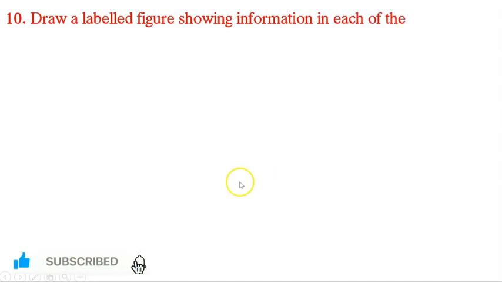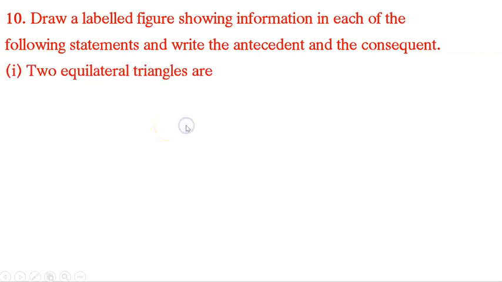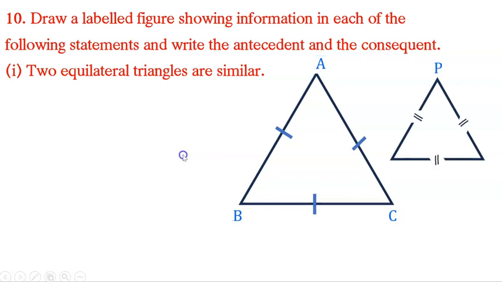Next, draw a labelled figure showing the information in each of the following statements and write the antecedent and consequent. First, two equilateral triangles are similar. Now see this here. Two equilateral triangles, ABC and PQR. In each triangle, all the sides are equal.